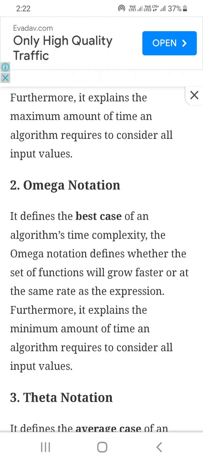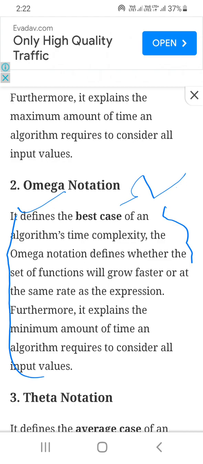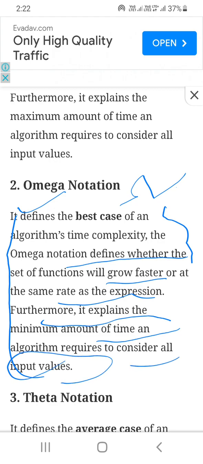If we talk about omega notation, omega notation defines the best case of an algorithm's time complexity. Omega is denoted like this. Omega notation defines the set of functions that will grow faster than or at the same rate as the expression. Furthermore, it explains the minimum amount of time an algorithm requires to consider all input values.